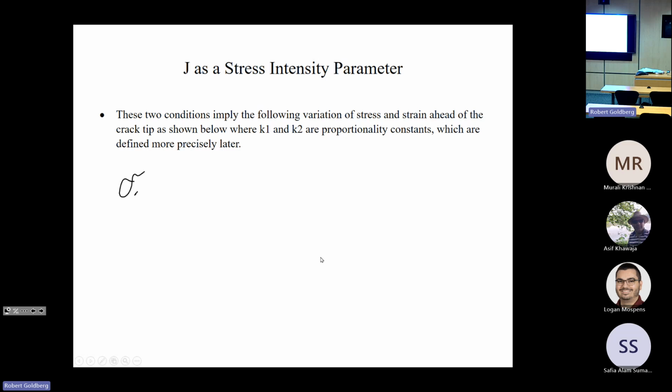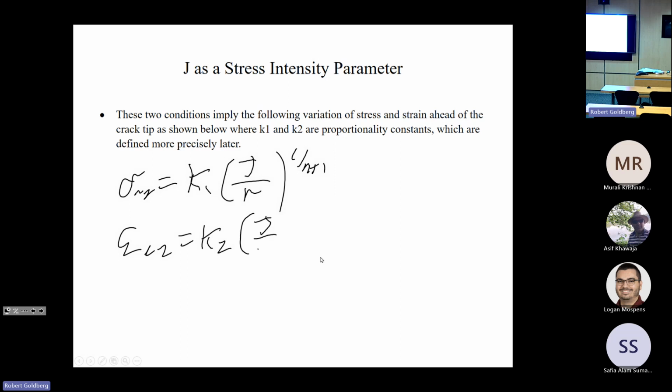So all of these conditions imply the following variations of stress and strain. The stress is equal to K1 times J over R to the 1 over n plus 1 power, and the strains are equal to K2 times J over R to the 1 over n plus 1. And these K1 and K2 are proportionality constants, and you can pick them off of plots and other techniques that we'll talk about a little later.